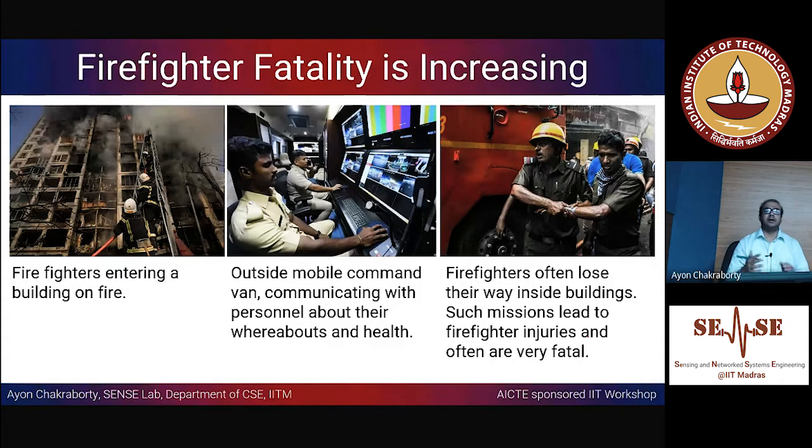So that they could be tracked in real time, and that information could be sent out to the command center outside. Okay, so if any mishap happens, I can immediately send my ambulance team or some other help, right, for rescuing them, so that we can ensure that the fatality among the firefighters comes down or they don't get injured so often.